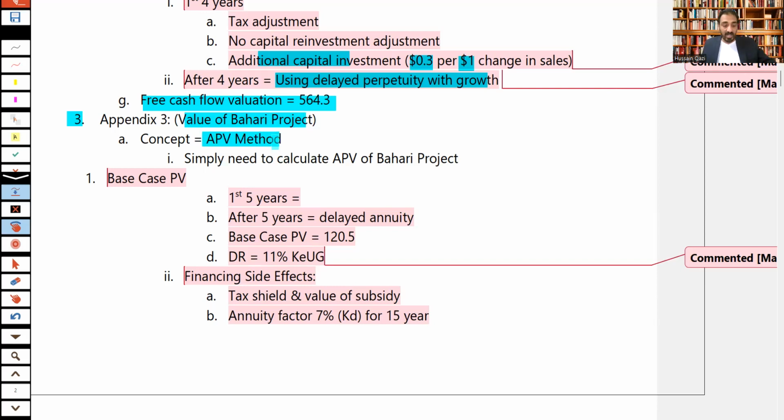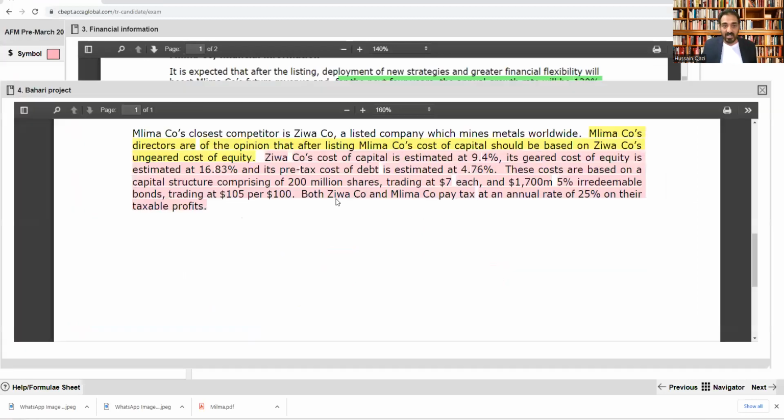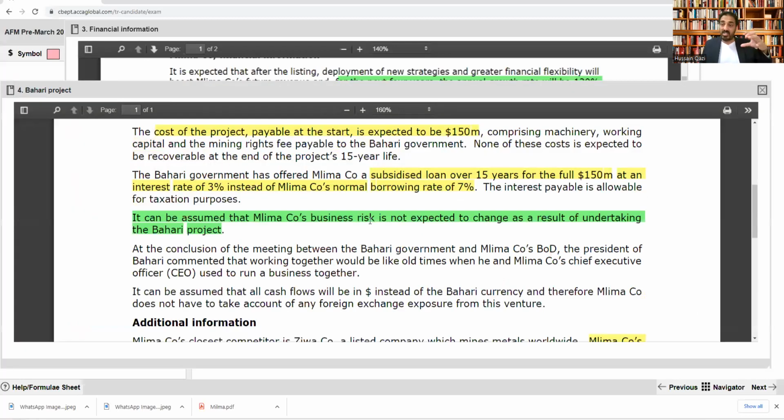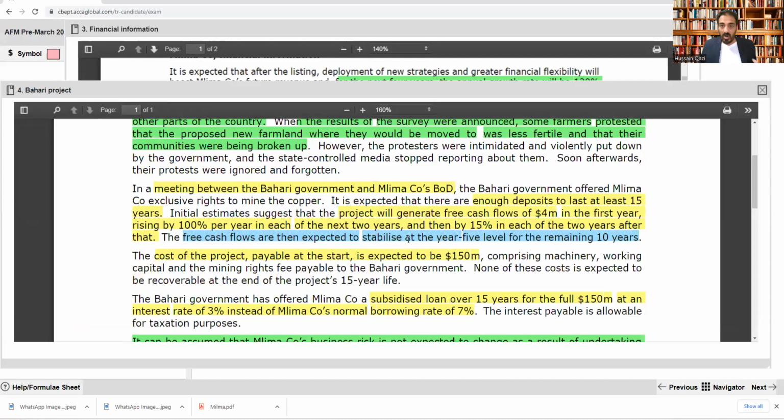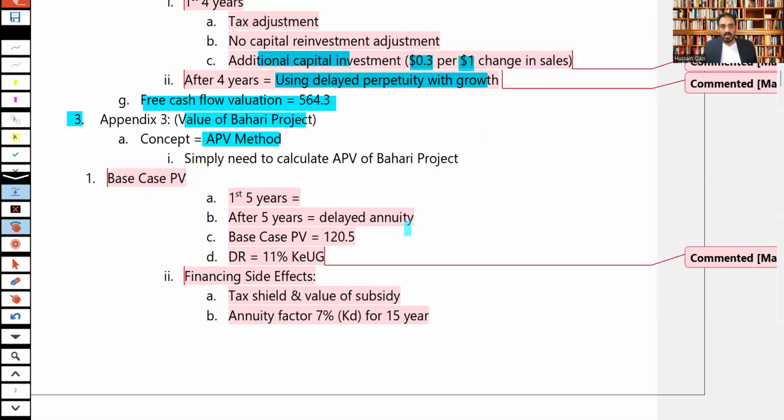Sir, why the APV method? Because the question is structured in this manner. Although the use of the APV method is not clearly mentioned, whenever there is an indication about a subsidized loan or debt matters, you have to apply the APV method. So we simply need to calculate the APV of the Bahari project. So this is the approach.